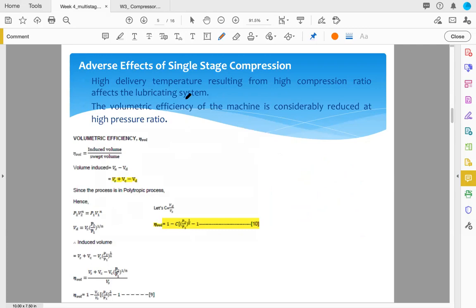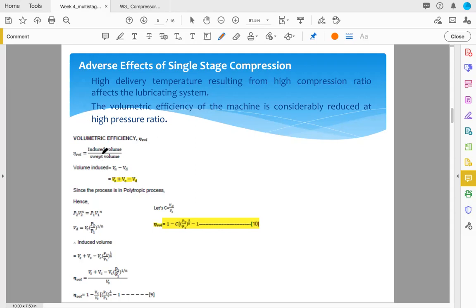Adverse effects of single-stage compression: high delivered temperature resulting from a high compression ratio affects the lubricant system. The higher the compression, the more the temperature increases, and it might overheat your compressor. So the cooling part can prolong the duration of your compression. The volumetric efficiency of a machine is considerably reduced at high pressure ratio.